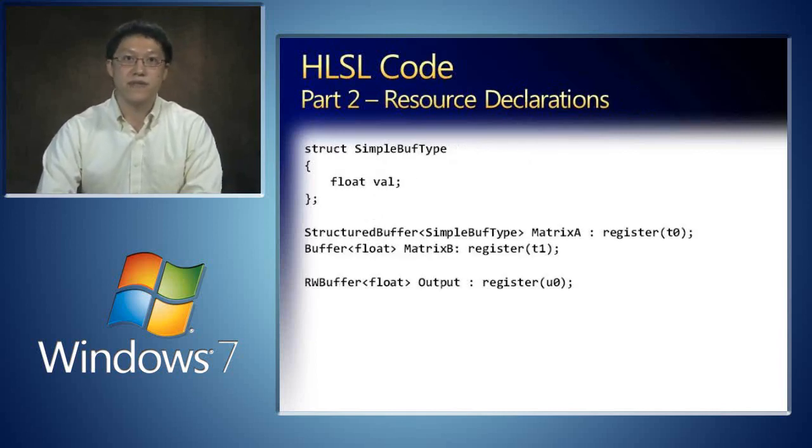Next, I have resource declarations. For my example today, I wanted to demonstrate different types of buffers being used on the GPU. So here I have a structured buffer as well as a float buffer. Here I declare the structured buffer. It's just a simple float element, so it's not very complicated. That's matrix A. Then I have matrix B, which is a float buffer, and an output matrix, which is a read-write buffer.